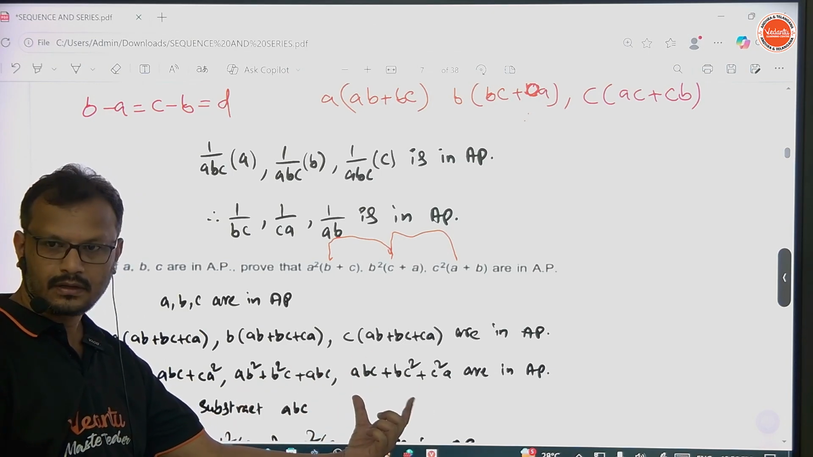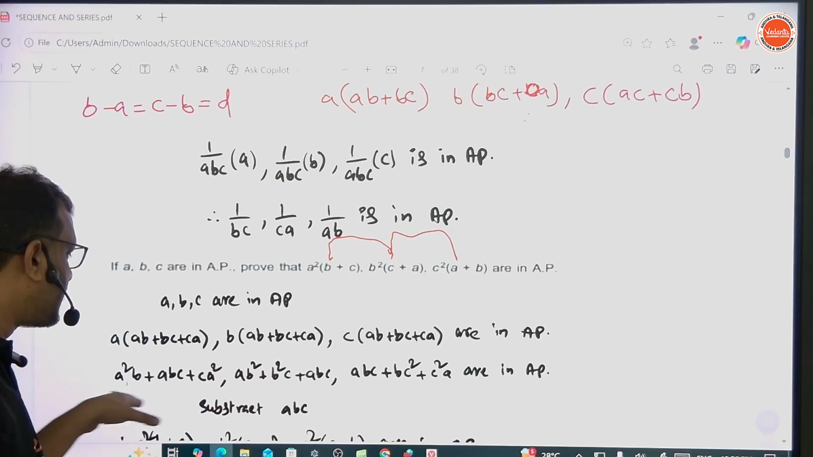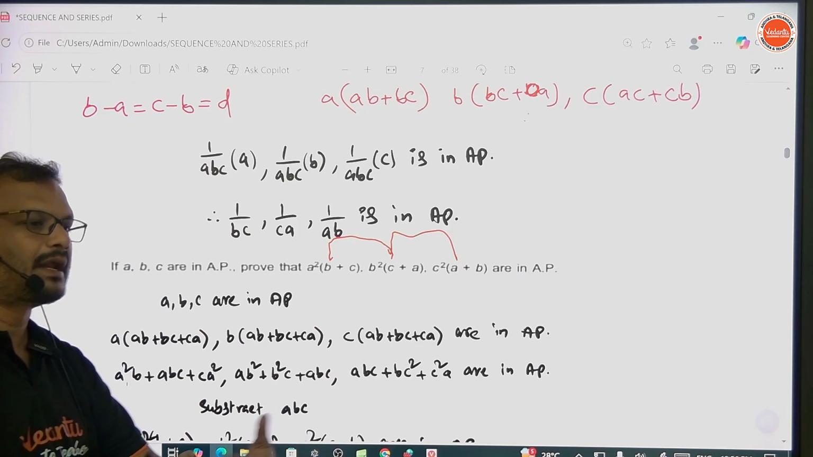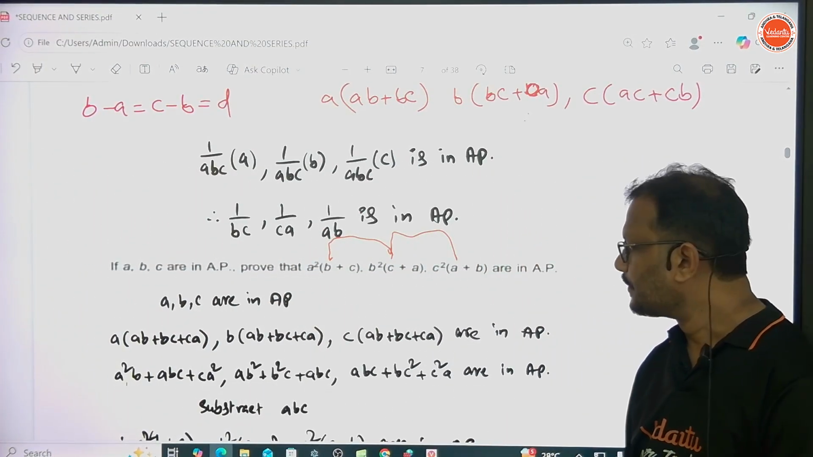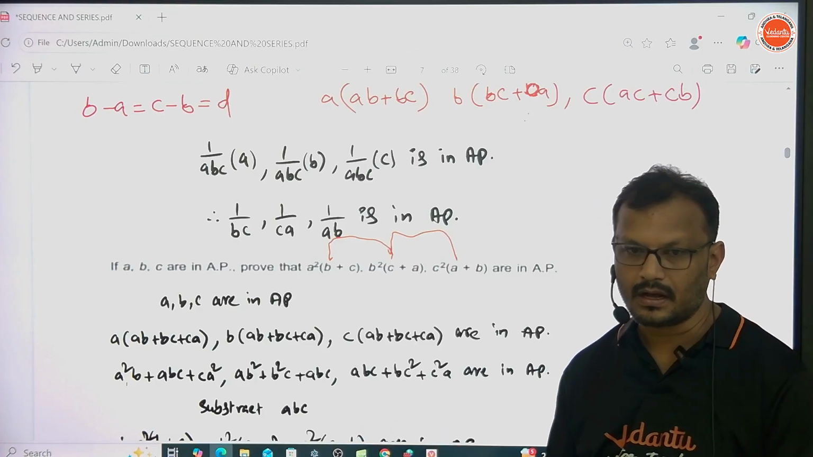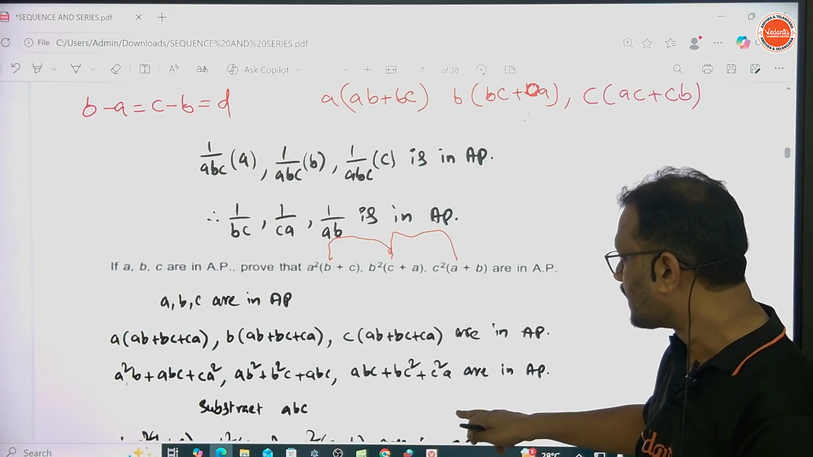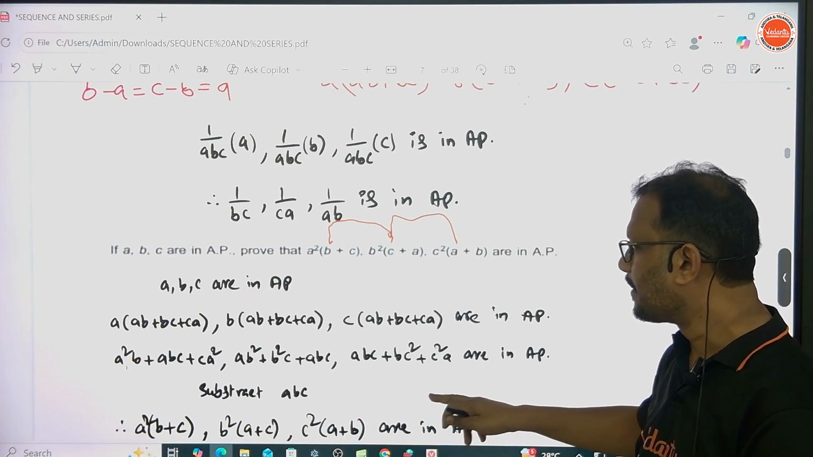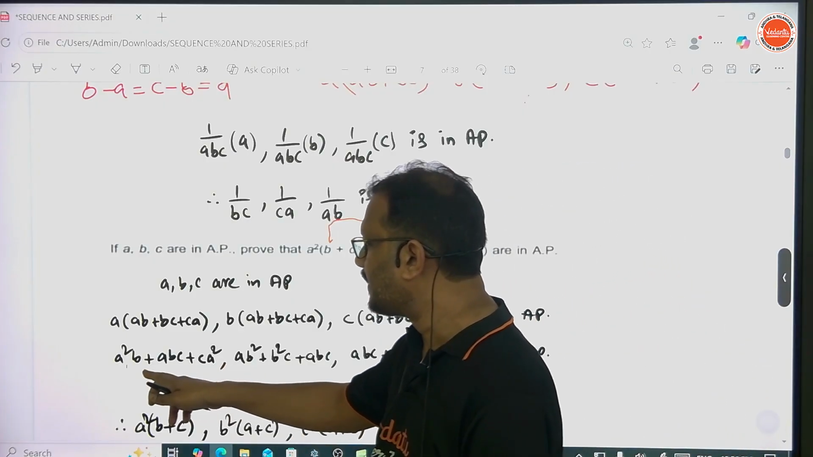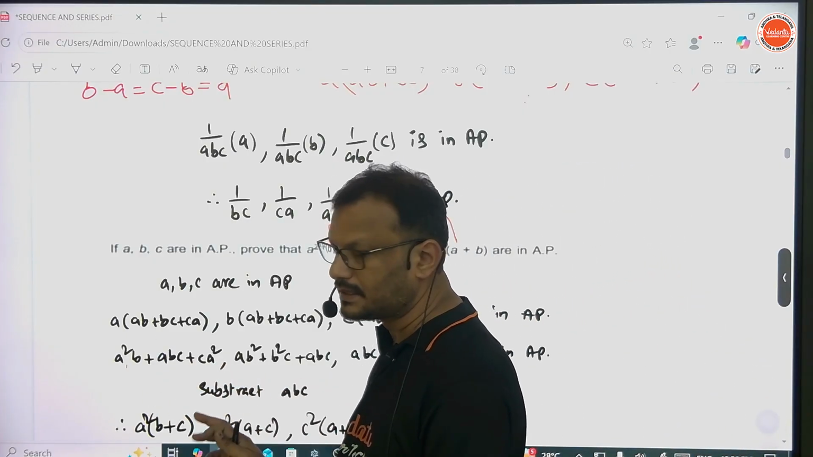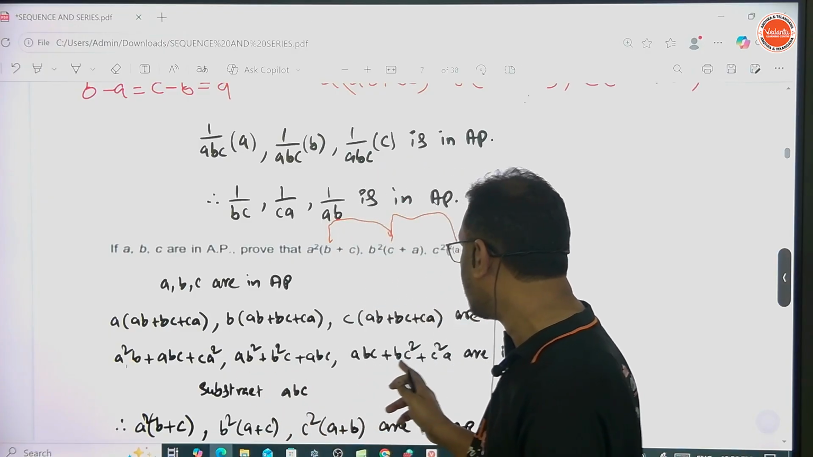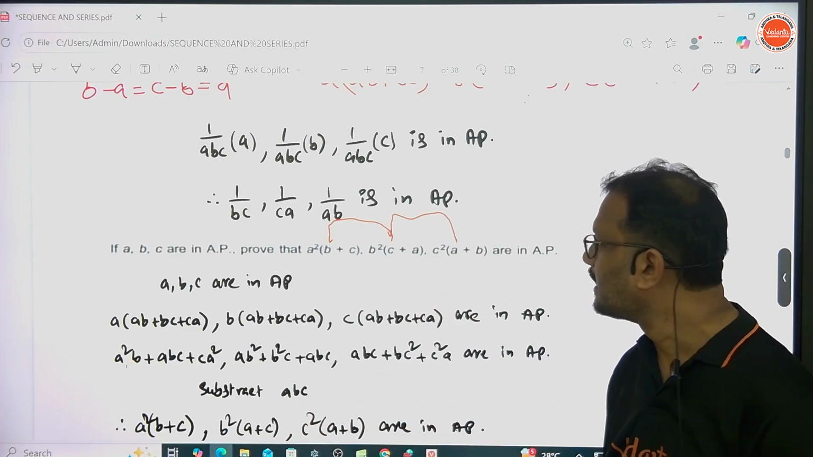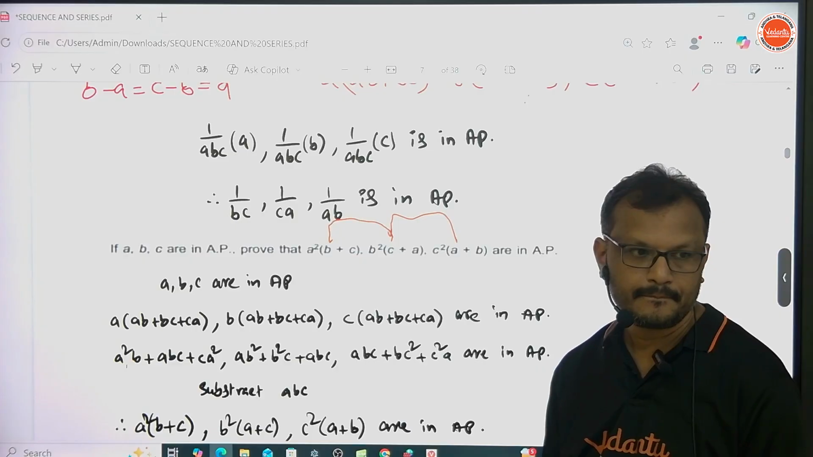Is it clear? Now what is common between these three terms? So subtract ABC now. Once you subtract ABC, the remaining will also be AP only. Once ABC is subtracted, what will be left in this? A square into B plus C. What is left in this? B square into A plus C. Here, C square into A plus B. Yes, that's what it is asking.